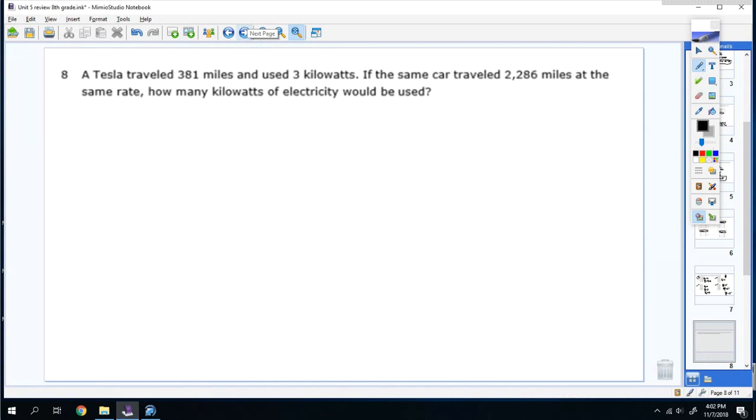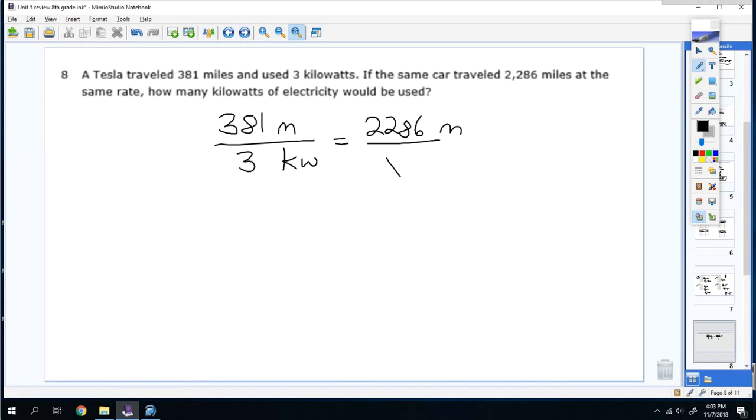Number 8. A Tesla traveled 381 miles and used 3 kilowatts. If the same car traveled 2,286 miles at that same rate, how many kilowatts of electricity would be used? So I'm going to write a ratio. So it says 381 miles for 3 kilowatts. They're traveling 2,286 miles over x. Now, you don't actually have to do it the way I'm doing this. If you divided the 381 and worked from there, that's fine. It would actually be the same type of idea here.